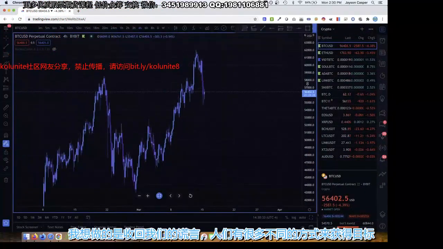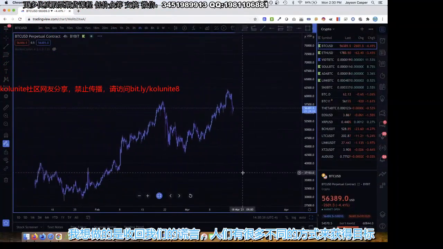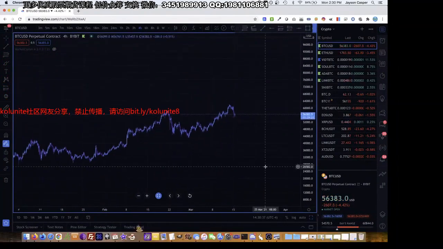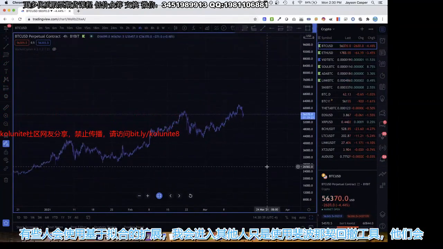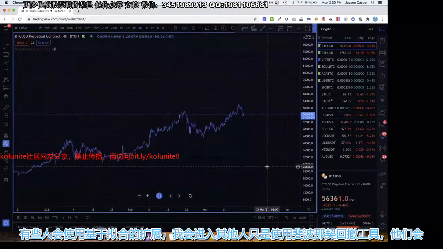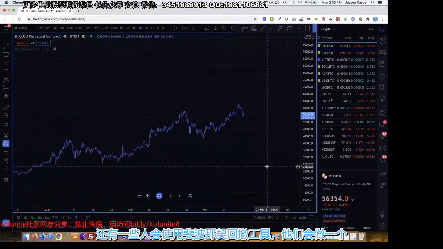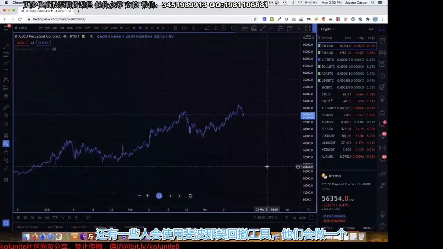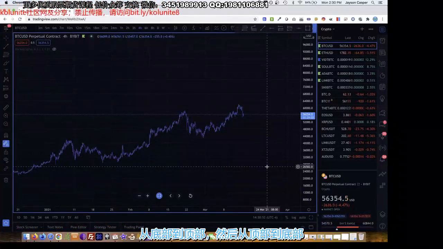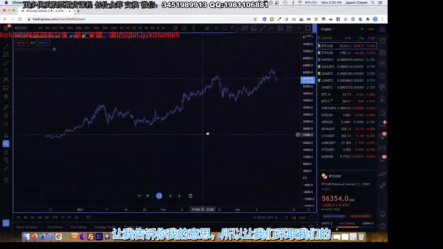What I want to do is I want to pull our fib, and there's a lot of different ways that people obtain targets, okay? Some people will use the fib-based extension, which I will get into. Other people just use the Fibonacci retracement tool and they will reverse it. And still other people will take the Fibonacci retracement tool and they'll do one from the bottom to the top and then one from the top to the bottom. Let me show you what I mean.